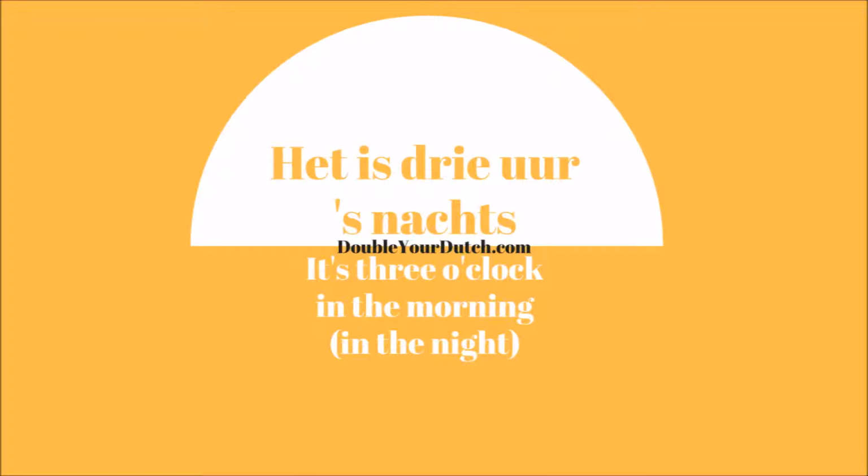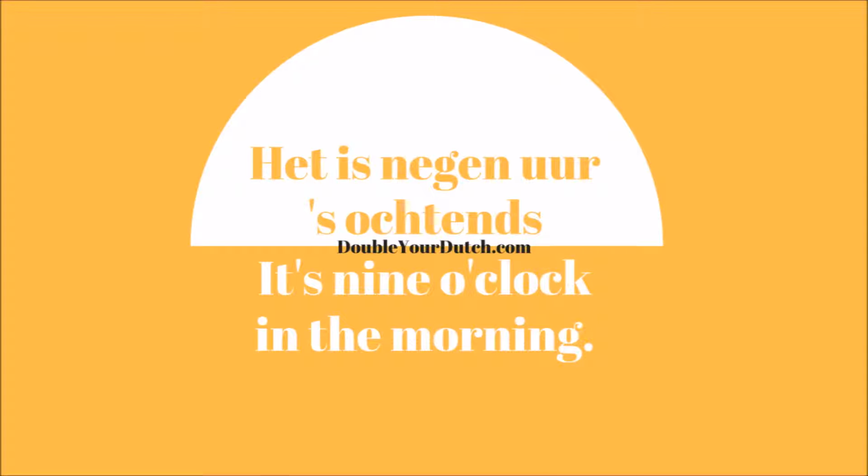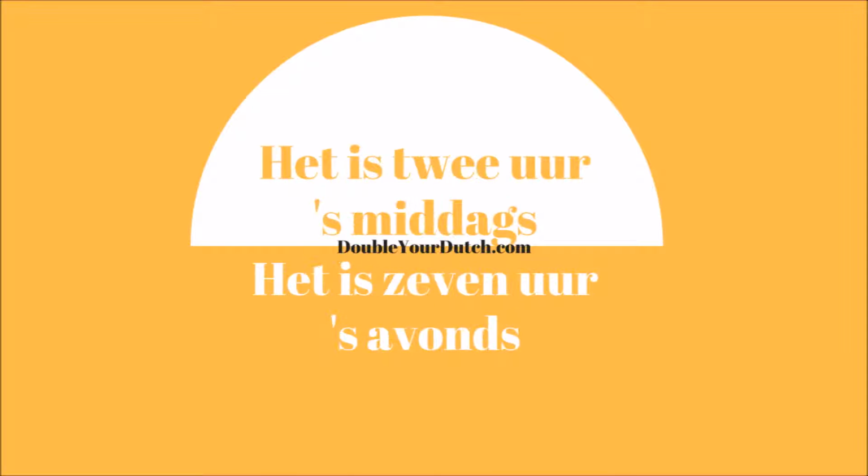So, instead of saying AM, PM, or anything like that, or 24-hour clock, you say, het is 3 uur 's nachts. It's 3 o'clock in the morning, or 3 o'clock in the night, this you would say in Dutch. Het is 9 uur 's ochtends. It's 9 o'clock in the morning. Het is 2 uur 's middags. Het is 7 uur 's avonds. It's 2 o'clock in the afternoon, 7 o'clock in the evening.